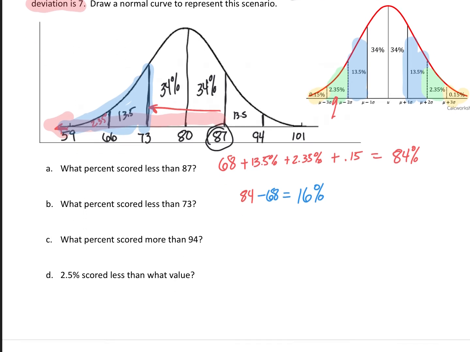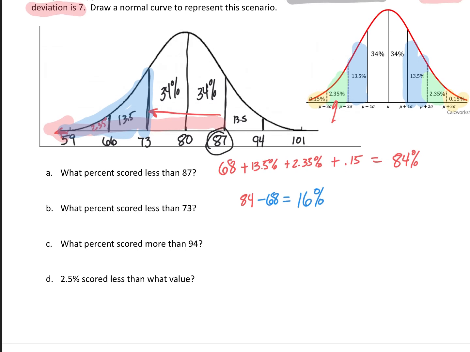Next thing we'll look at is what percentage of scores are more than 94? Well, 94 is in our second deviation, and then everything above. So again, if we have our little chart over there to the side, we can just add our values up. That would just be 2.35 plus 0.15, which gives us a total of 2.5%. So 2.5% would fall in scores higher than 94.